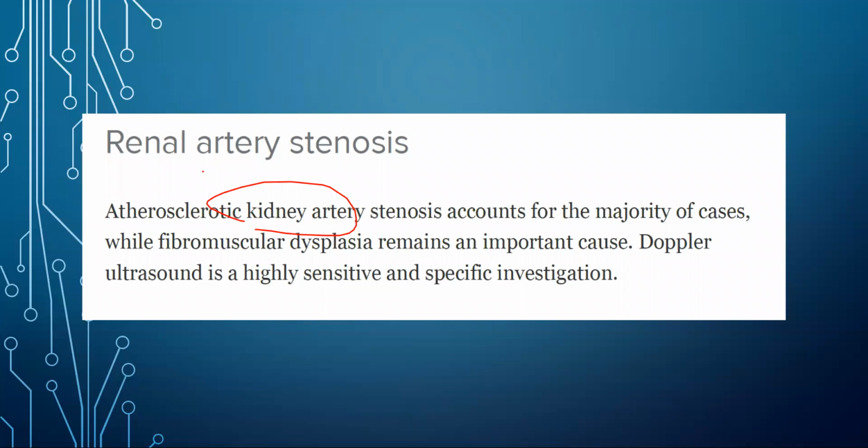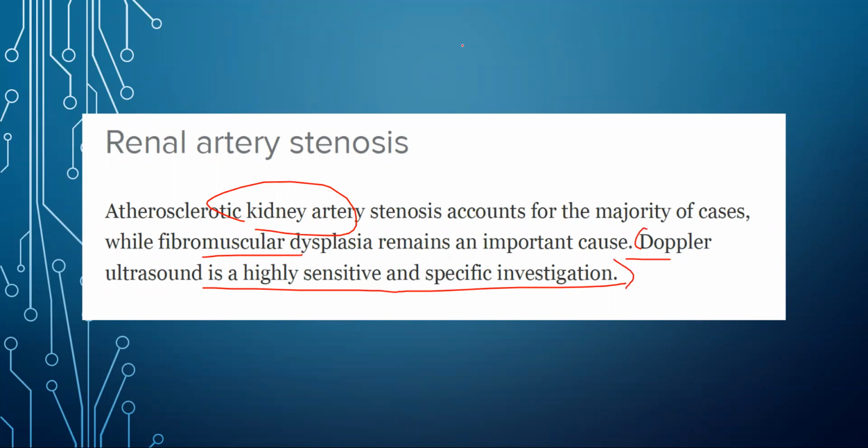A young girl has hypertension, and you can hear a renal bruit on her abdomen. That's most likely due to another condition called fibromuscular dysplasia. Whatever the cause is, if you want to confirm the diagnosis, you have to do a Doppler duplex ultrasound of the renal artery. That is the investigation of choice.